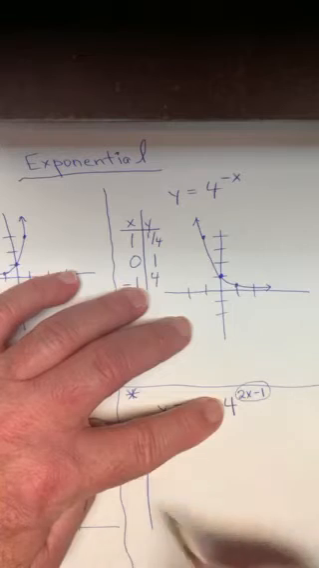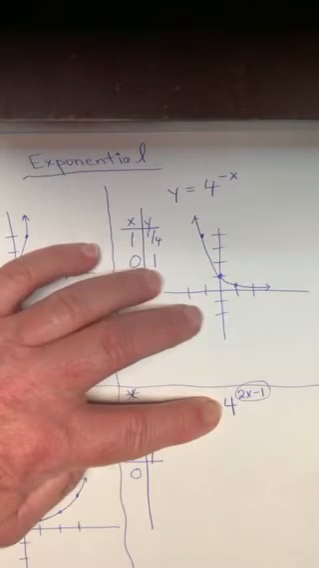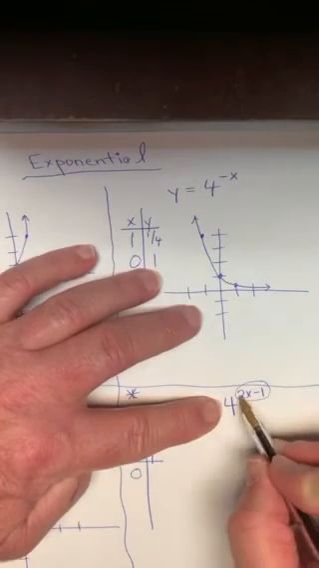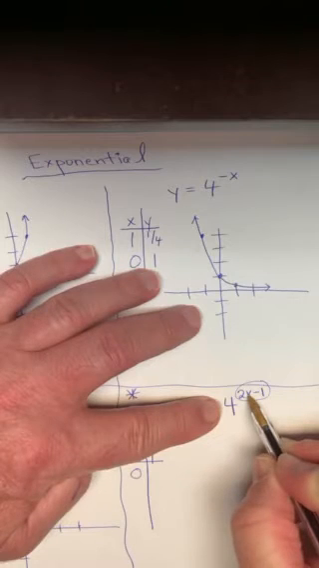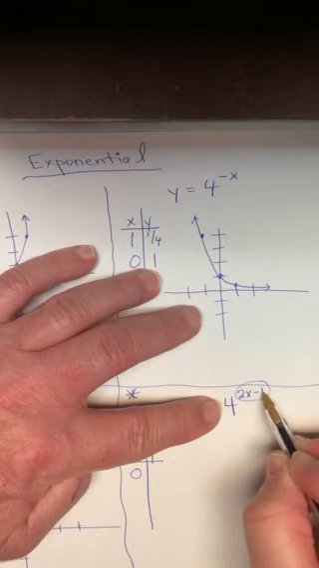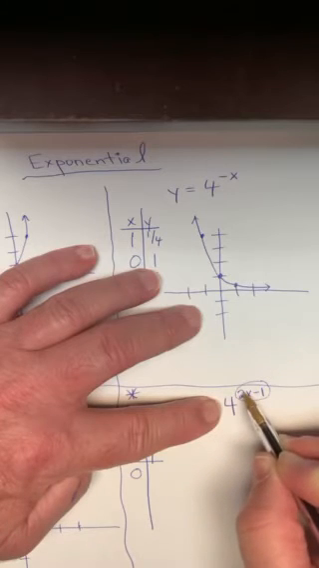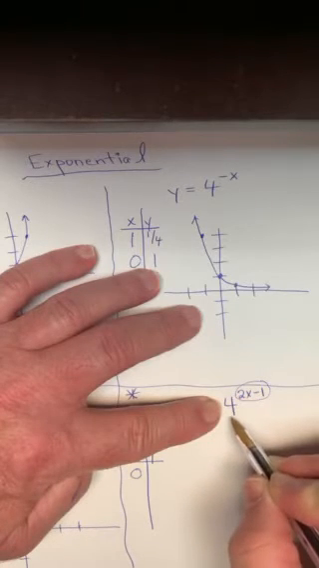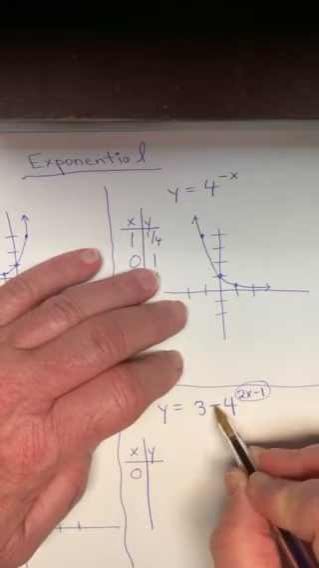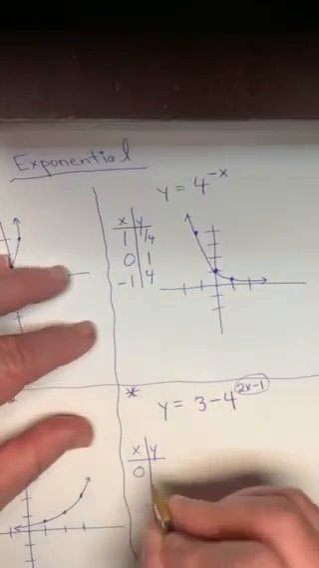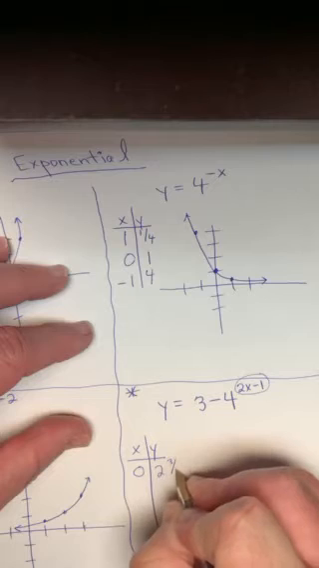Wouldn't it be 0? Right? You got to think. You just got to use your brain. Think about it. What's 2 times 0? 0 minus 1 would be -1. And what's 4 to the negative first power? 1/4. So I've got 3 minus 1/4, which is 2 3/4.